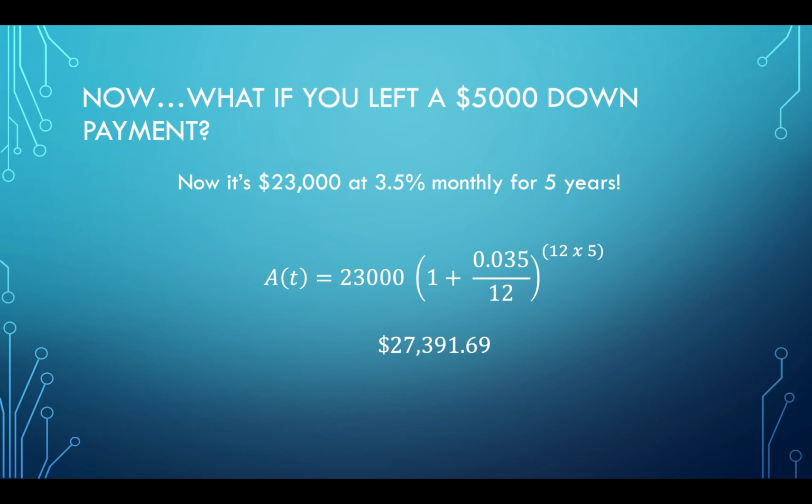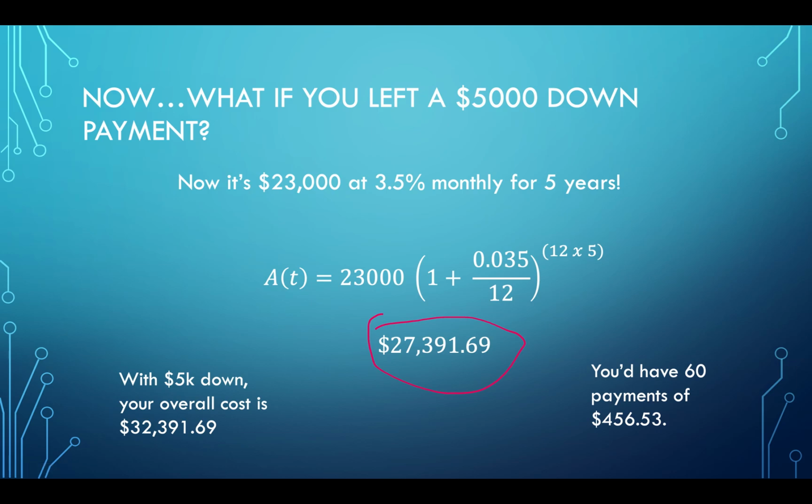So now at the end, the total cost of our loan is $27,391.69. That's not bad. But remember, you only took out $23,000 at this point. We had already taken $5,000 off that initial amount of the loan. So the total cost you're going to end up paying for your car, you're going to take this number right here and add $5,000 back to it. So your overall cost for your car is now $32,391.69.